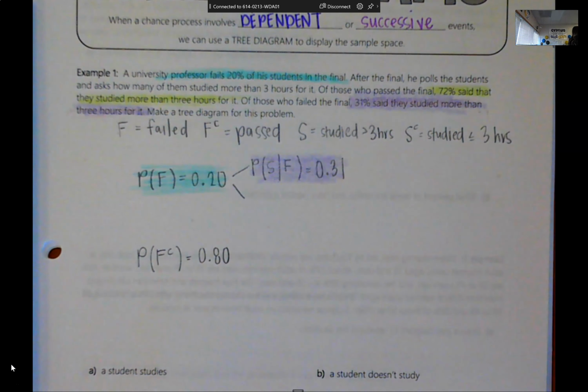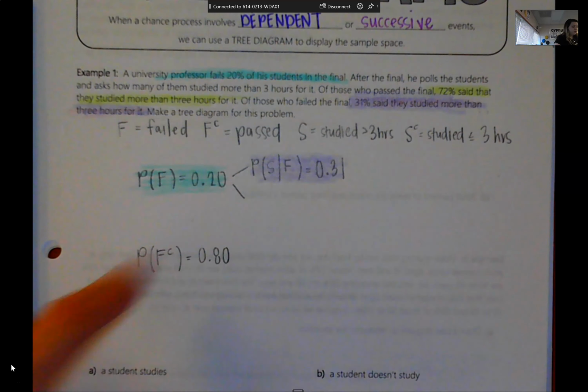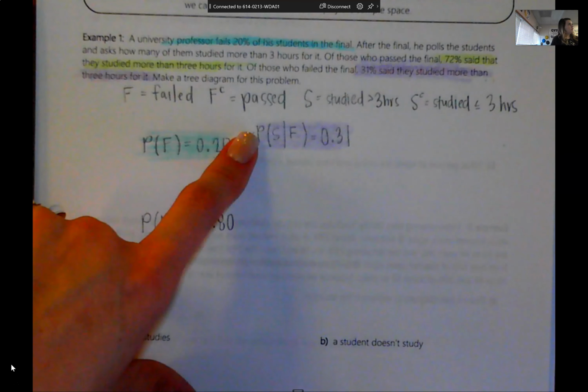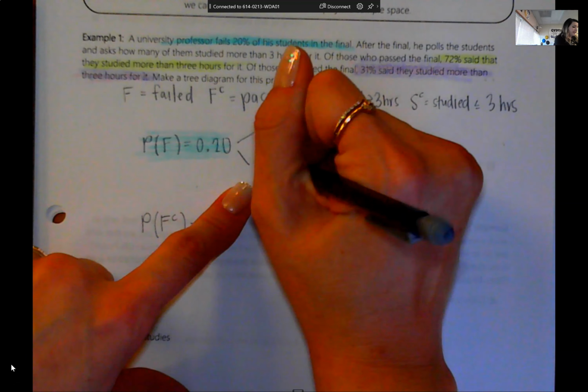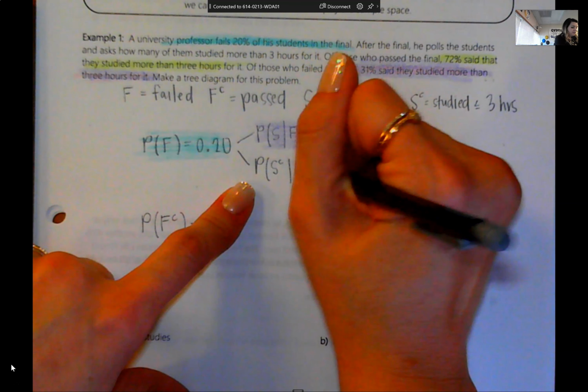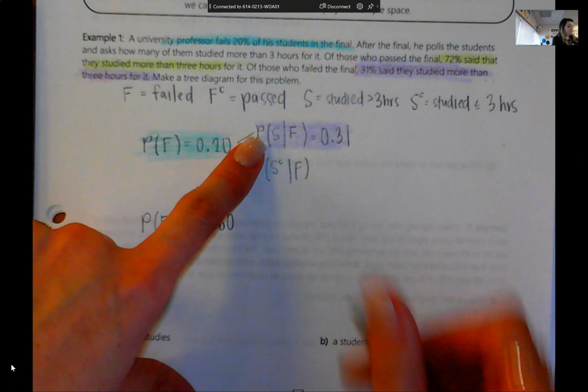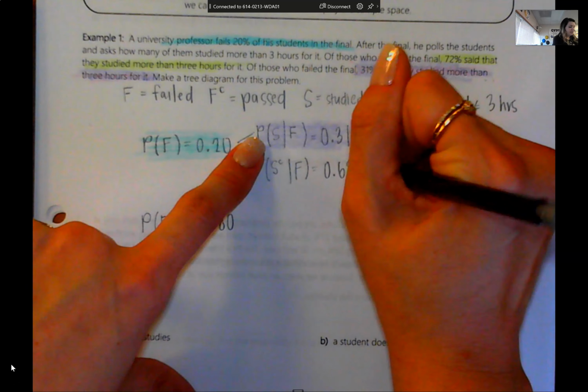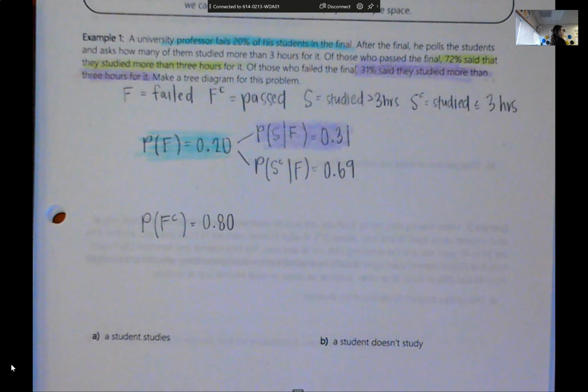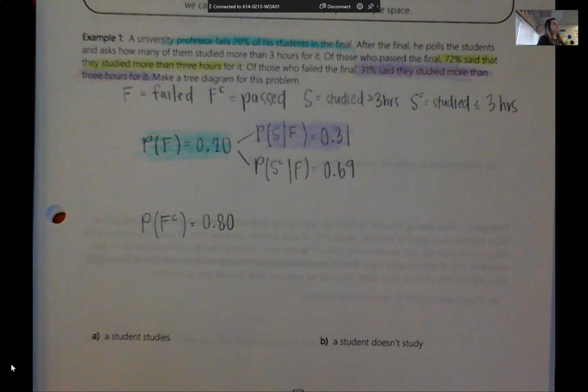They did not give us the probability they studied. They gave us the probability they studied given they failed. Well, the matching event to this, or the other side of this, is the probability that they did not study and failed. If 31% studied and failed, that means that 69% did not study and failed. And that makes sense to me. It makes sense that the majority of kids that didn't study are the ones that failed. Of the group of kids that failed, the majority of them did not study.